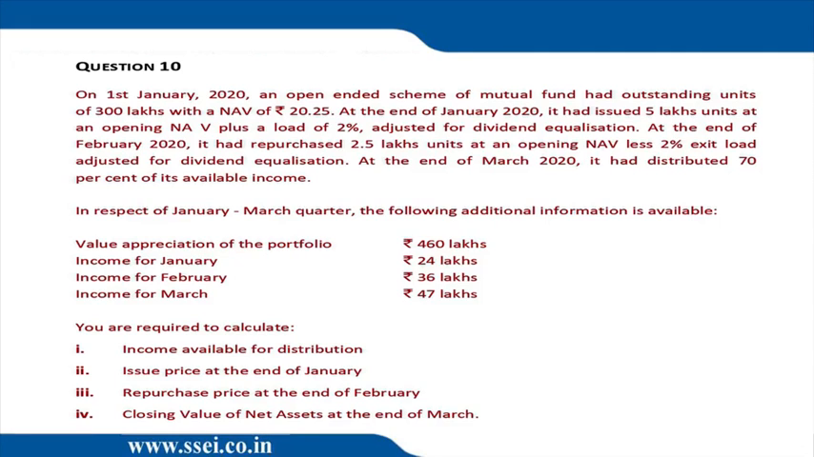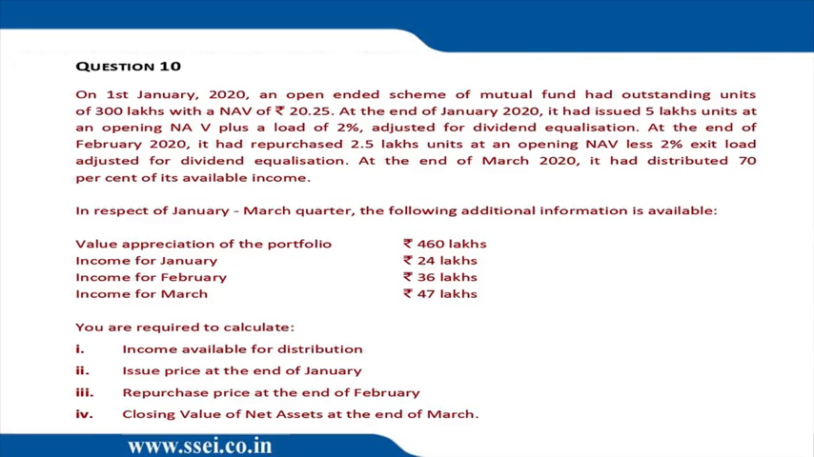I am once again redoing it, though I should leave it, since it's done in class. But I have included it once again so that you don't make a mistake. So first of all, I will look at the question as a whole, and then I will discuss the concept behind the solution. And then I will show you the solution and walk through it. Is it okay? So let's see. On 1st Jan 2020, an open-ended scheme of mutual fund had outstanding units of 300 lakh with a NAV of 20.25. Perfect.